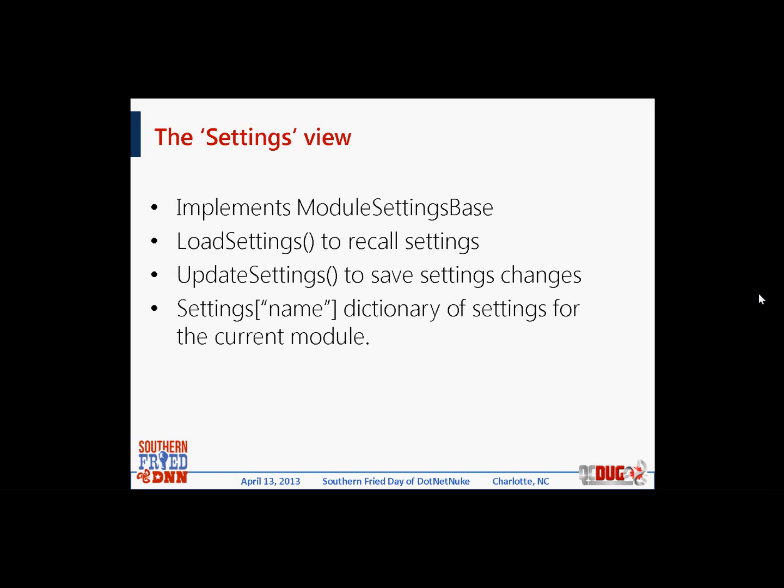And of course, you don't have to build any data access layer around settings. It comes with DNN. So using that settings dictionary that's in the core, specific to your module, allows you to save the settings as name value pairs in that dictionary.